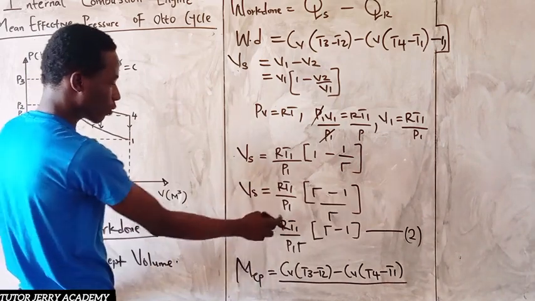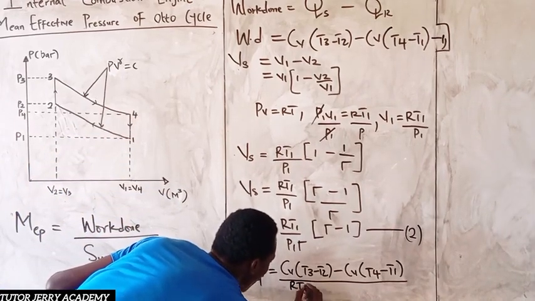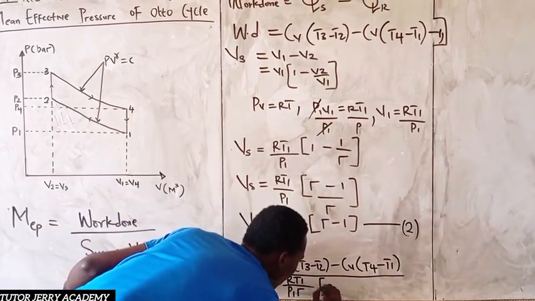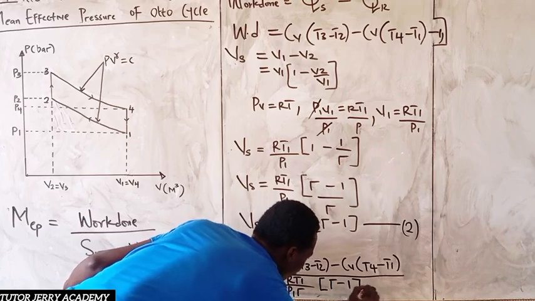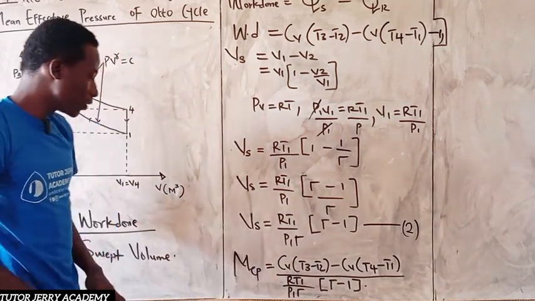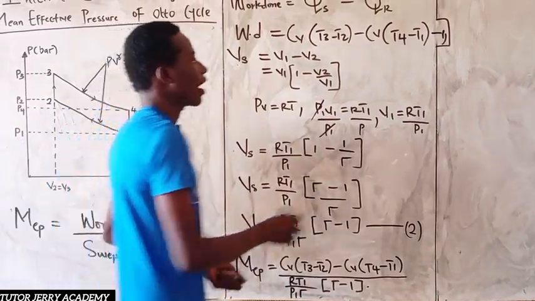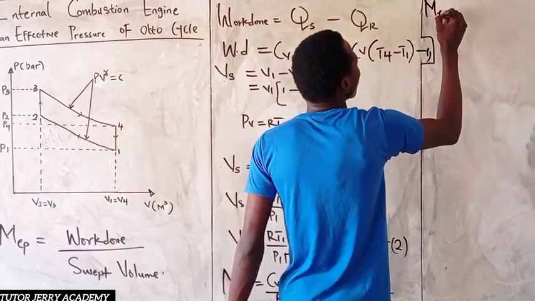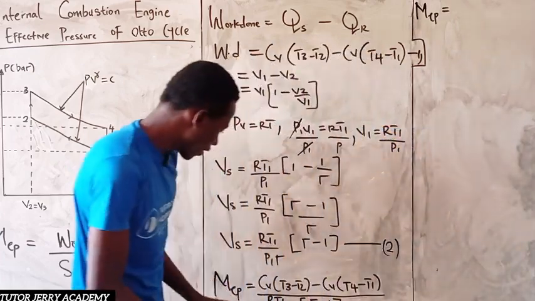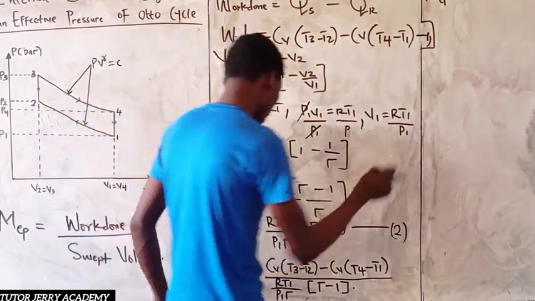Now my swept volume is nothing but this, so I'm going to put it here. I have RT1 all over P1 compression ratio into the bracket of compression ratio minus 1. Next, we are going to simplify further. So I can rewrite the mean effective pressure as follows: here we have CV at this side and CV at this side. This is common, so we can factor it out. So we have CV.